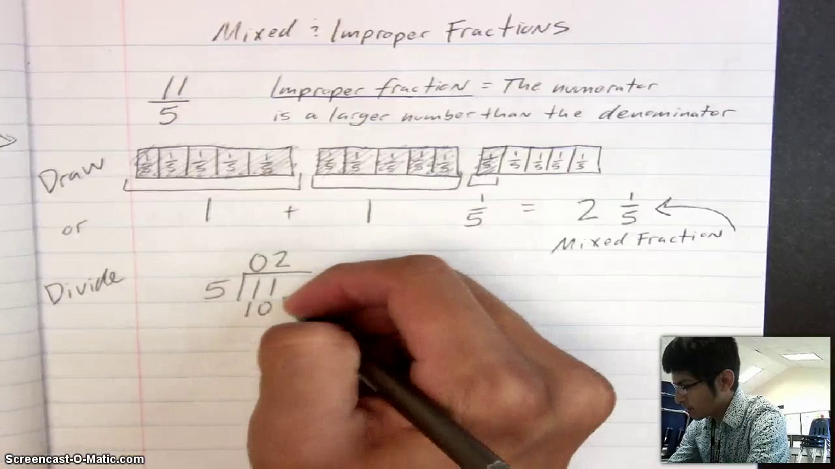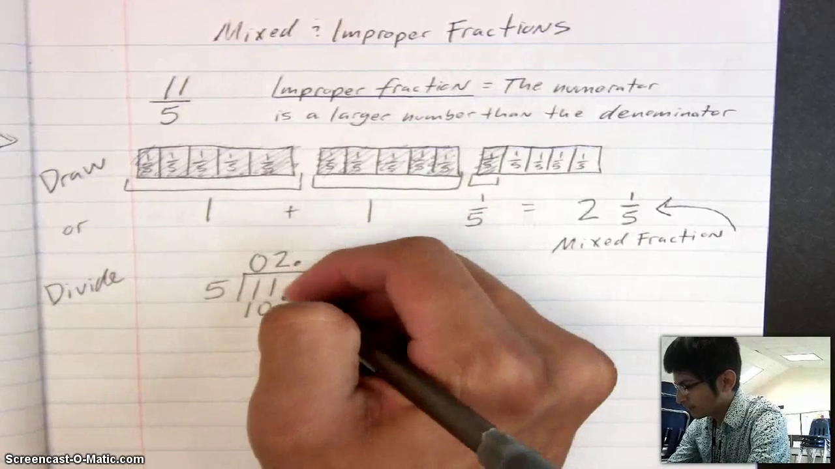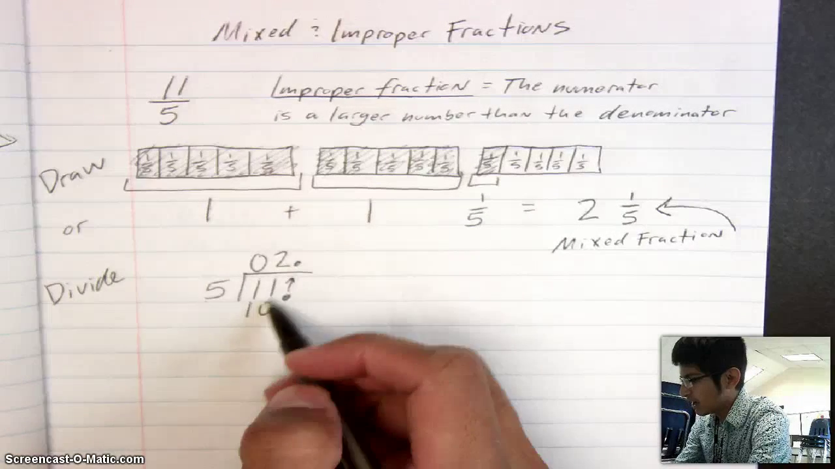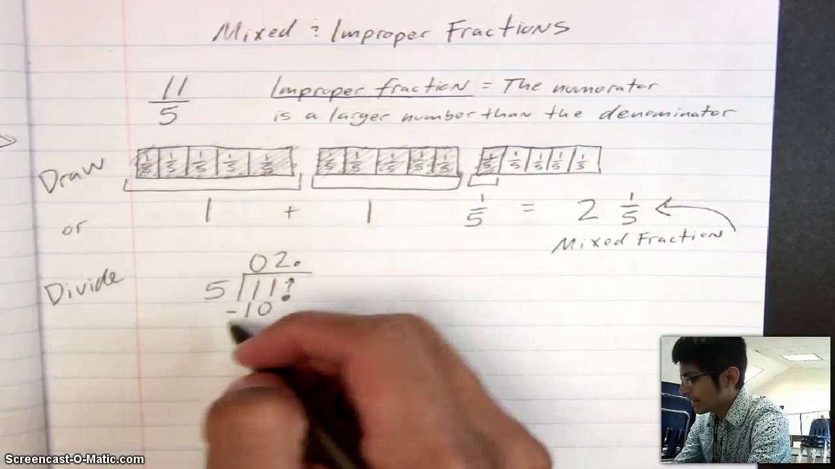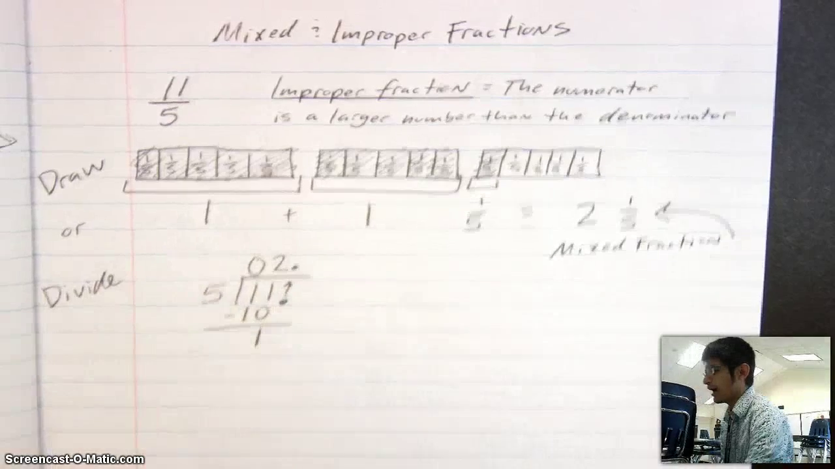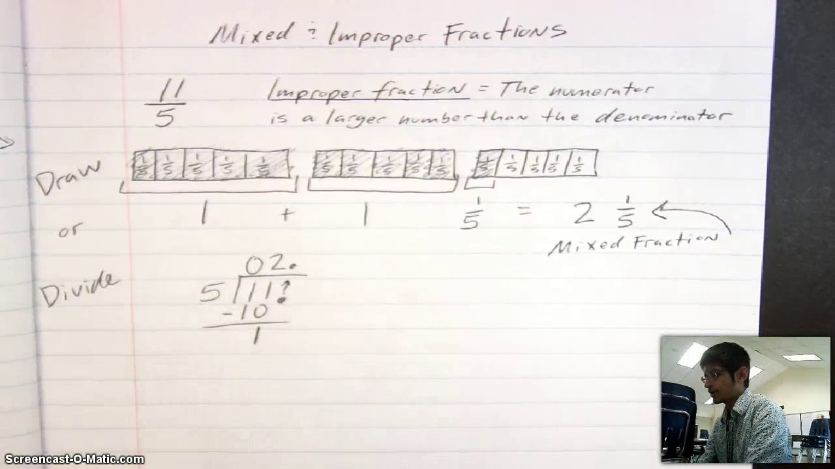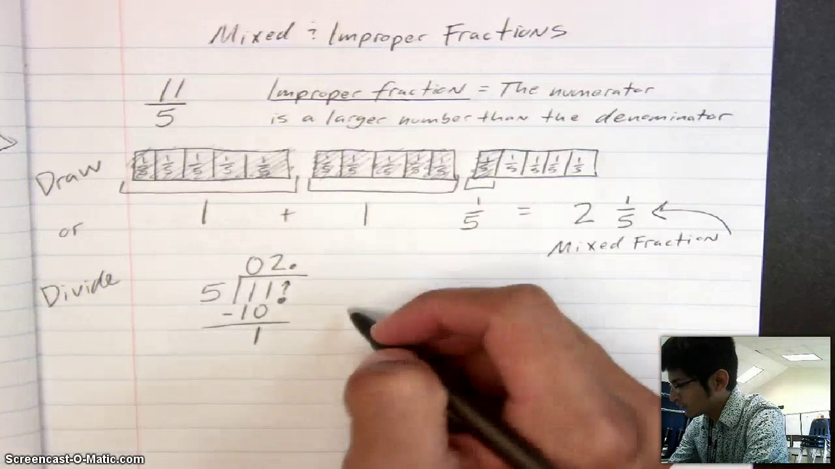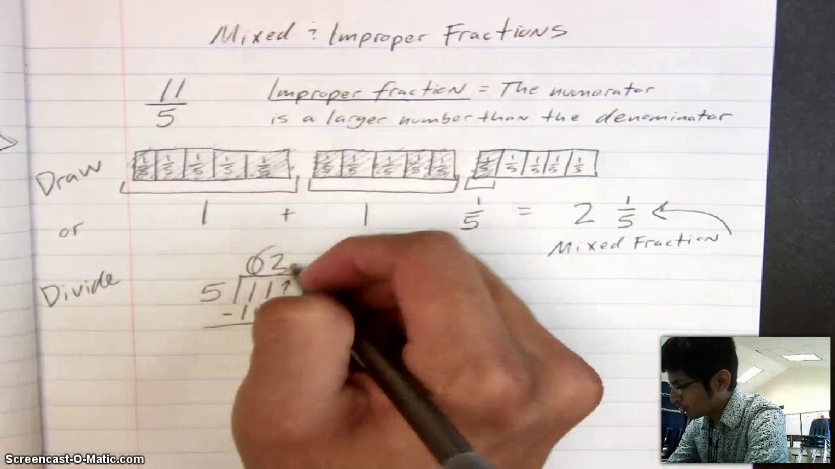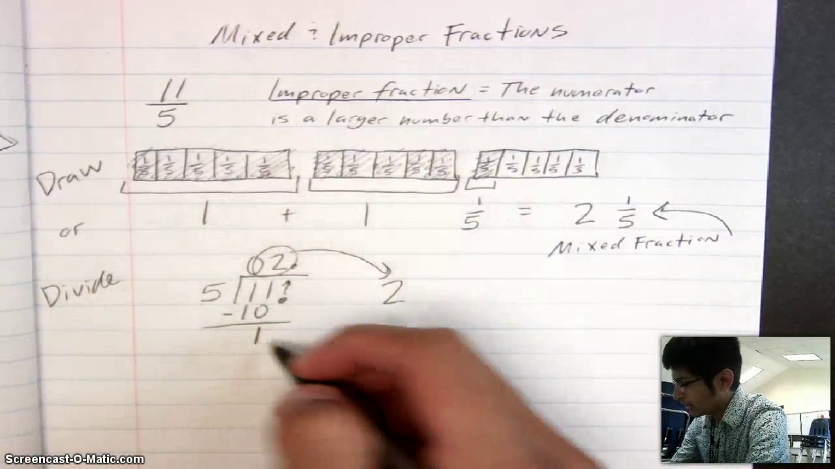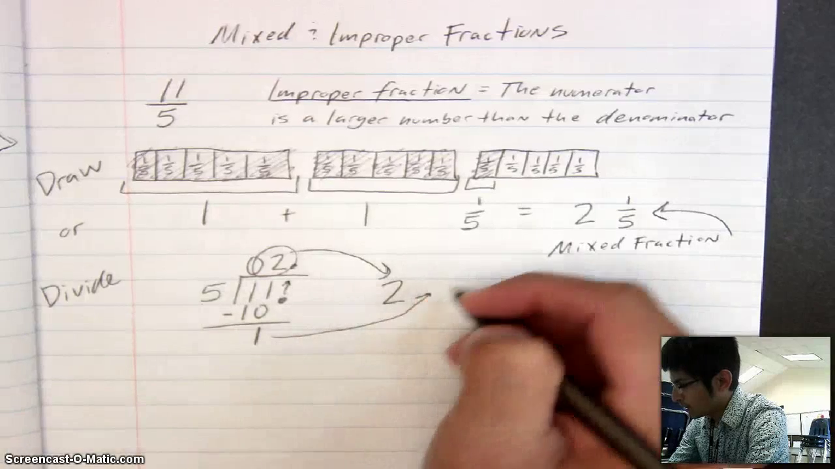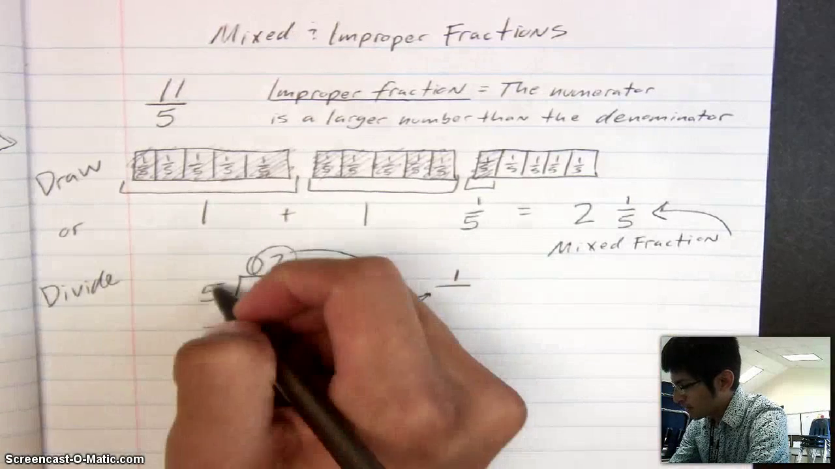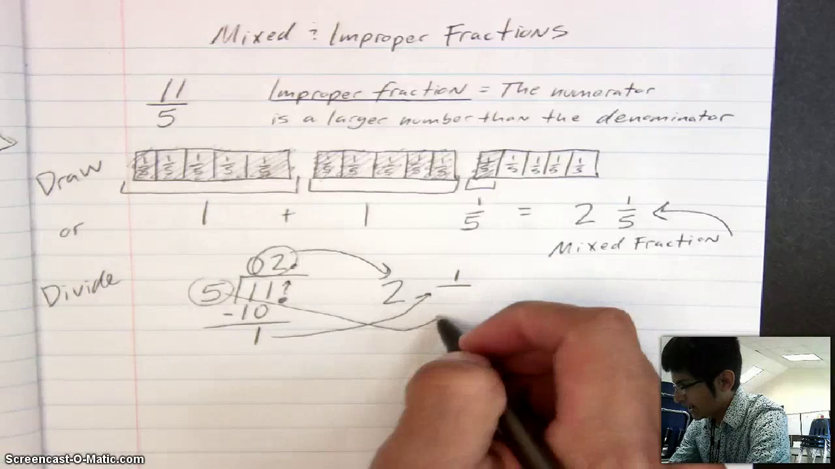Gonna have to add my decimal point here. And 5 can go into 11, minus 10 is 1. And so I have a remainder of 1 here, right? So I can write this fraction as 2 wholes. That's my answer, 2 wholes. And then my remainder is my numerator, and it would be 1. And this would be my denominator, 5.